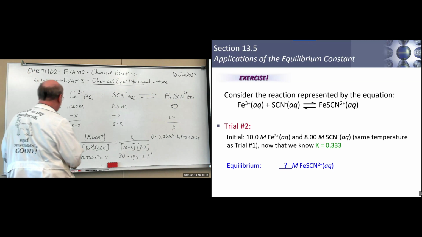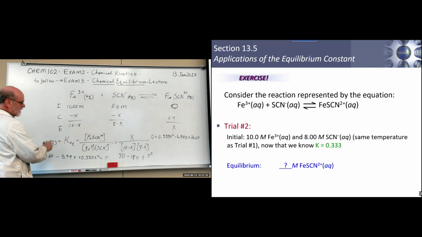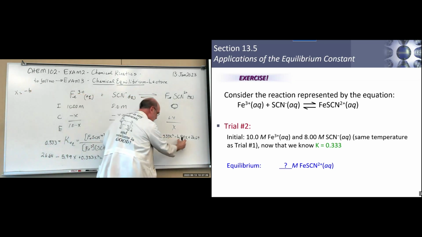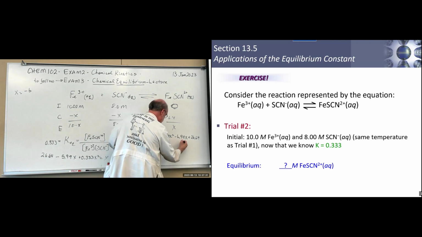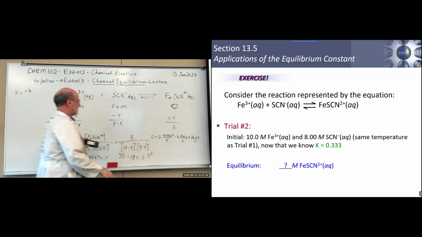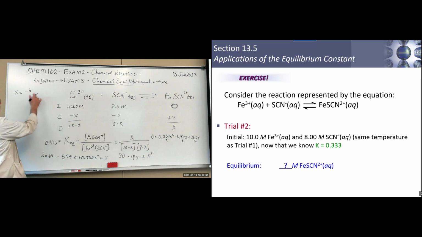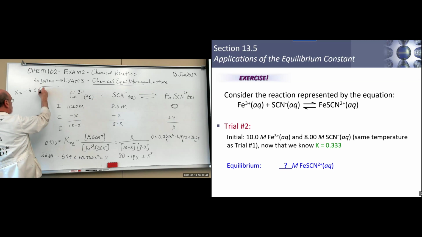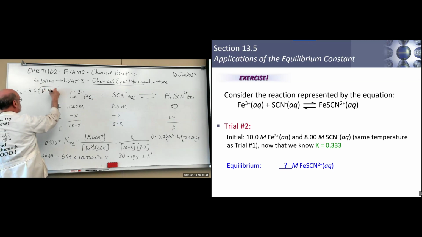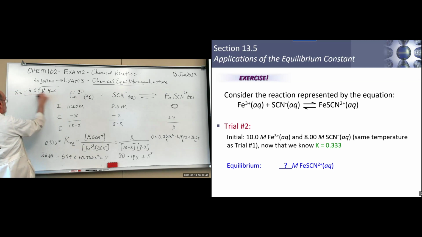Now we need the quadratic equation. X is going to be equal to minus b, plus or minus the square root of b squared minus 4ac, divided by 2a. For the formula, this is a, b, c. That's the quadratic equation.